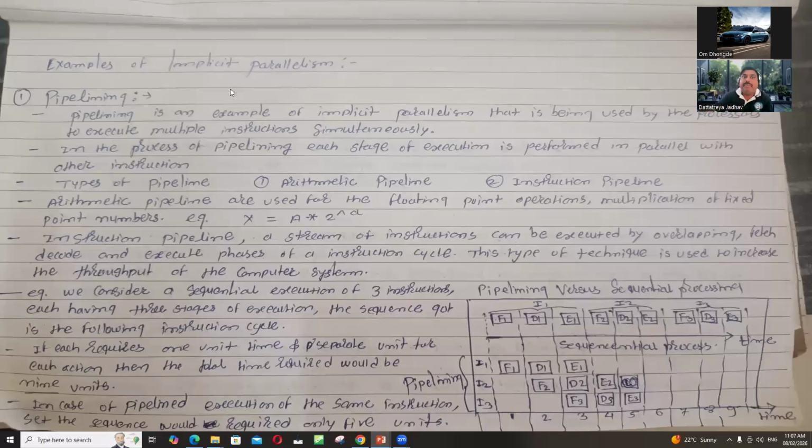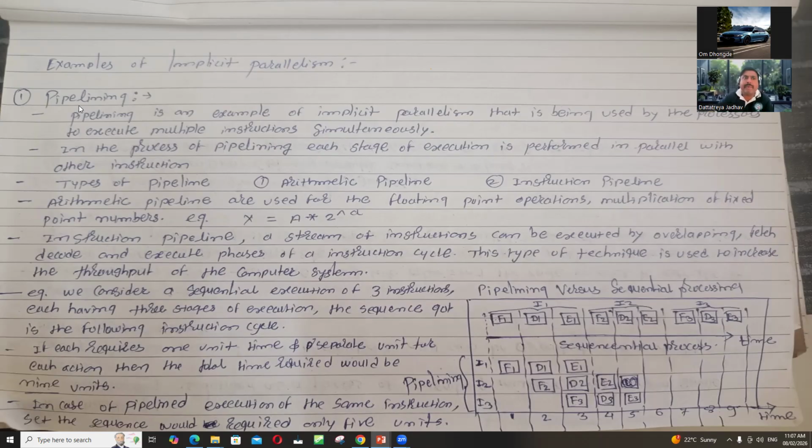So, the example of implicit parallelism: how will the example come in the exam? This is also an important question. They ask what is implicit parallelism. Explain with one example. So there are n number of examples of implicit parallelism.